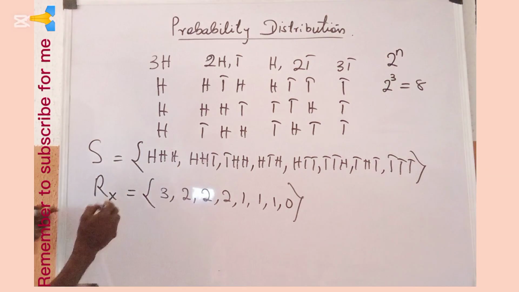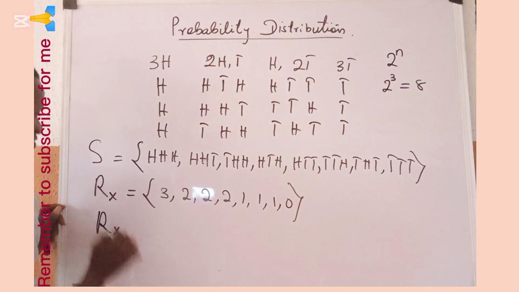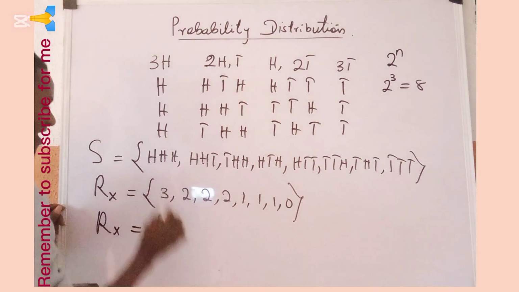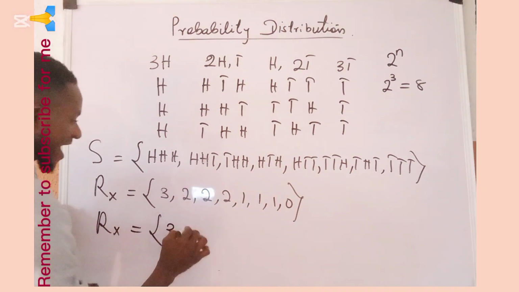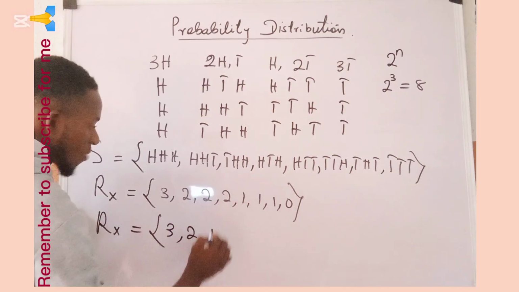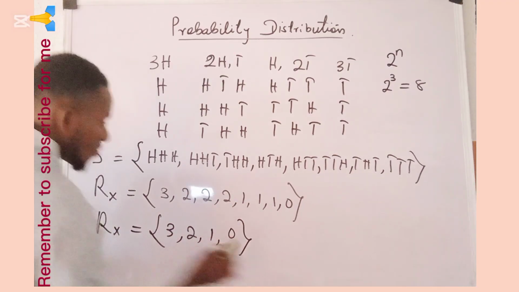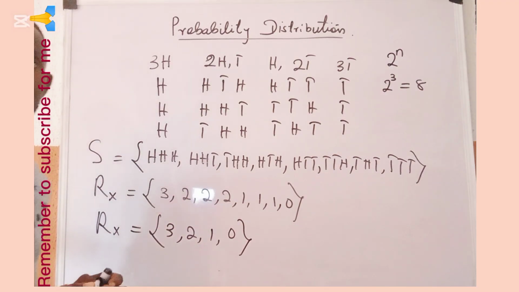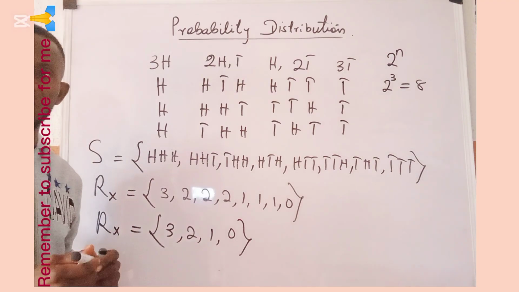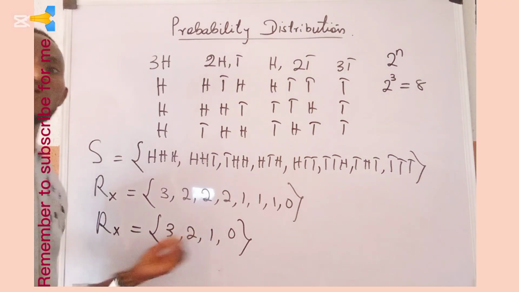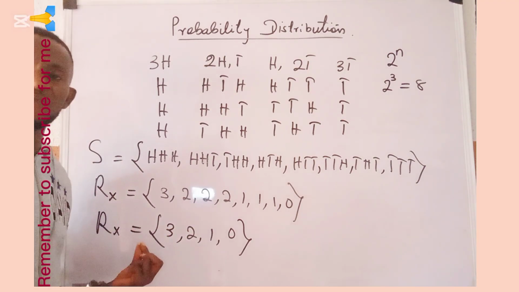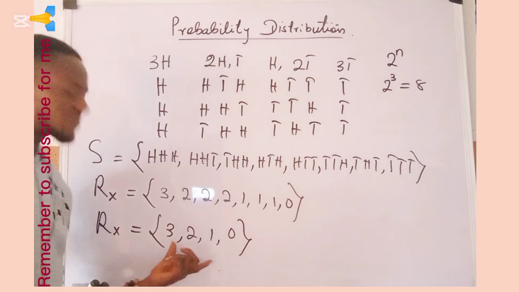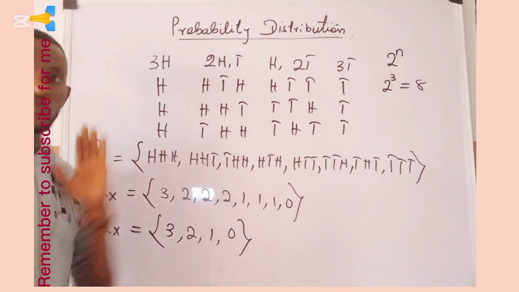So our range space now is going to be R subscript X is going to be, here I have my 3, here I have my 2, here I have my 1, and here I have my 0. Looking at this set now, no element is repeated more than once. And in that case, we are free to call this what we call the range space, because all these members now occur only once.